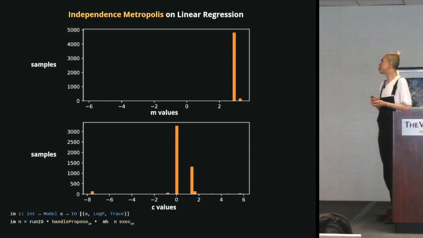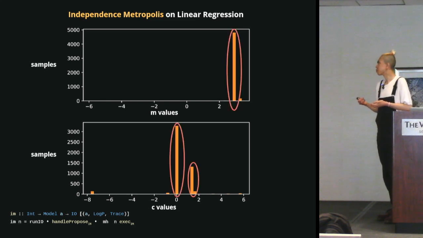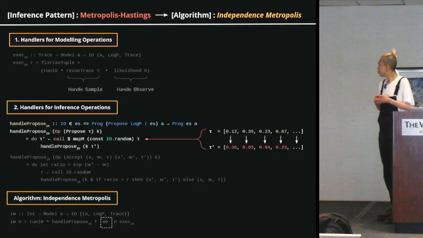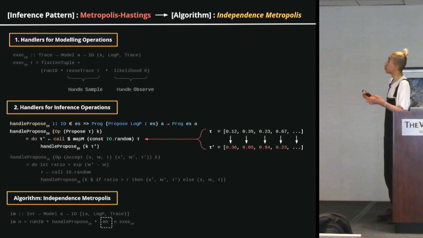But if you notice, we aren't actually accepting many new samples. This is because when we propose, we're effectively generating an entirely new trace. And so the chance of this trace being accepted depends on all of our new samples being collectively better than our old ones.